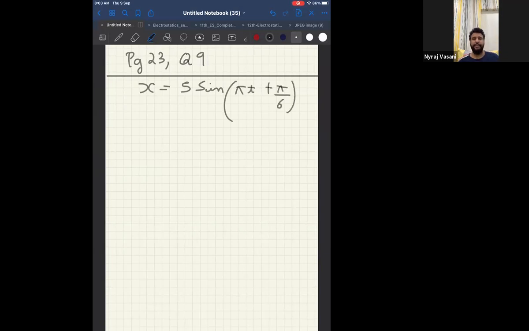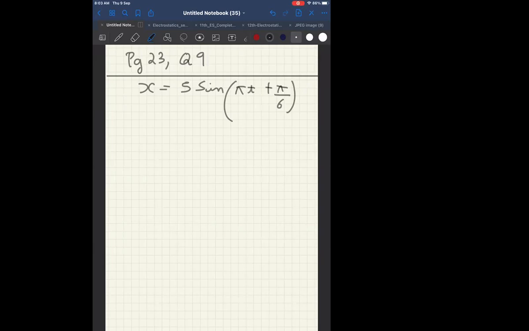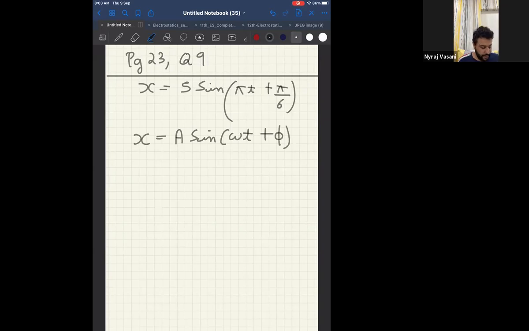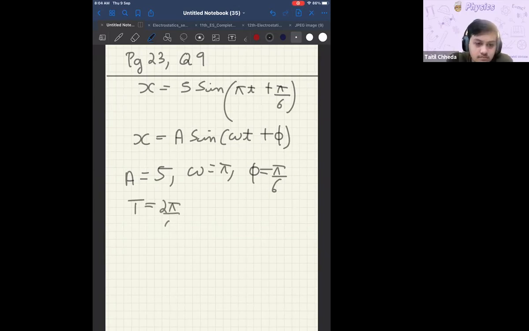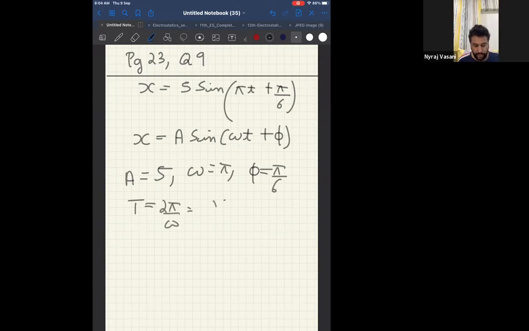Correct, this is the equation given, check. Now if I compare this with this equation, I will get amplitude equal to 5, omega equal to pi, and phase constant equal to pi by 6. What they have asked, amplitude, phase constant, and what else they have asked? Time period, maximum speed. Time period is 2 pi by omega. Time period will be 2 pi by pi.